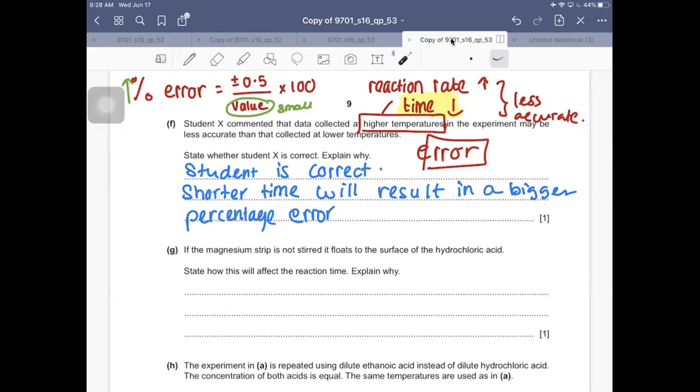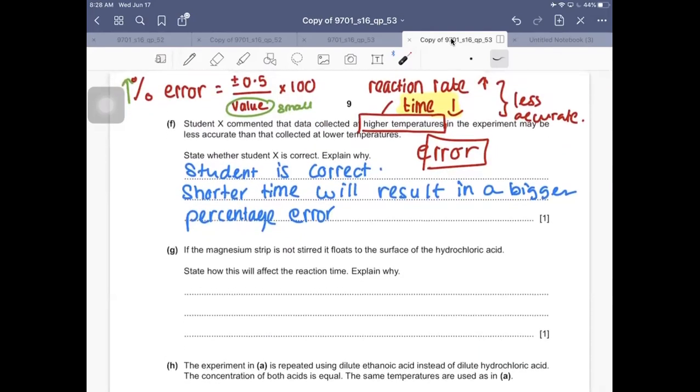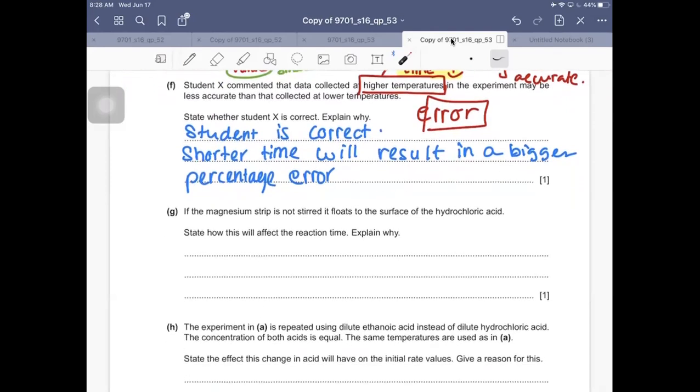Right. Of course, bigger percentage error means you have more error in your results, so your accuracy will go down. Okay. So that's a little bit tricky, this question. For 1 mark, that question is tricky.